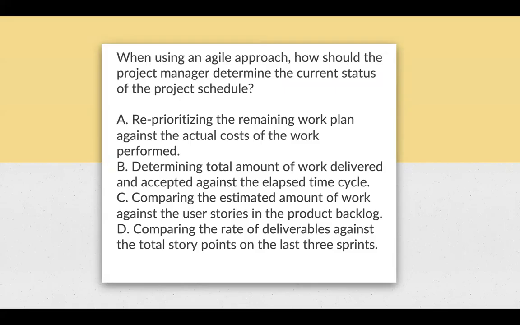A. Reprioritizing the remaining work plan against the actual cost of the work performed. B. Determining total amount of work delivered and accepted against the elapsed time cycle. C. Comparing the estimated amount of work against the user story in the product backlog. And D. Comparing the rate of deliverables against the total story point on the last 3 sprint. Let's take a pause for 5 seconds and we'll be right back.